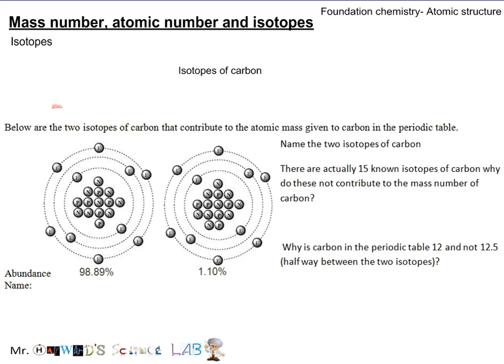So in your booklet you've got this question. Below are two isotopes of carbon that contribute to the atomic mass given to carbon in the periodic table. So now we're looking at carbon. It's a different example. Pause this here, give the example a go and see what you get.